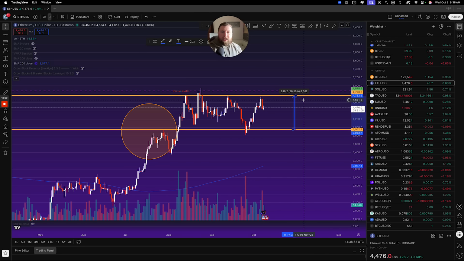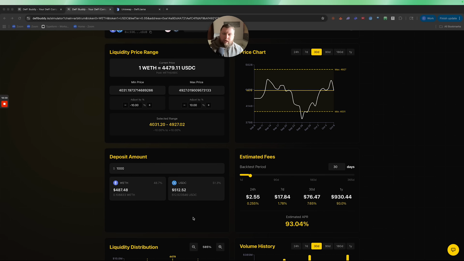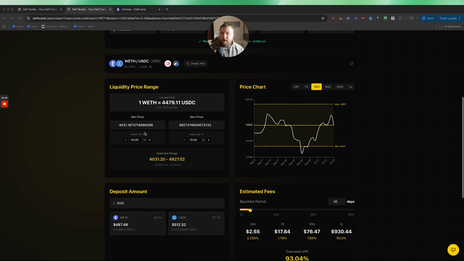So with that being said, I want to take that data, everything I just did, and I want to bring it over to DeFi Buddy. So I'm going to actually hop over here. And then what I want to do is I want to put in the minimum price and the maximum price here. And that will help me forward pace what my projected fees might be and the returns that I could get based on the previous data.